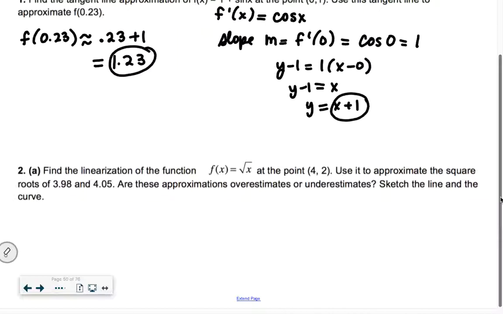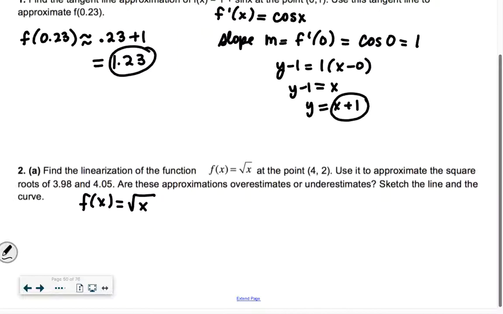Good? All right, so the next one: find the linearization of the function. We have f of x equals the square root of x, and we're at the point 4, comma 2. Use this to approximate the square root of 3.98 and 4.05. Are these approximations over or underestimates? Sketch the line and the curve.